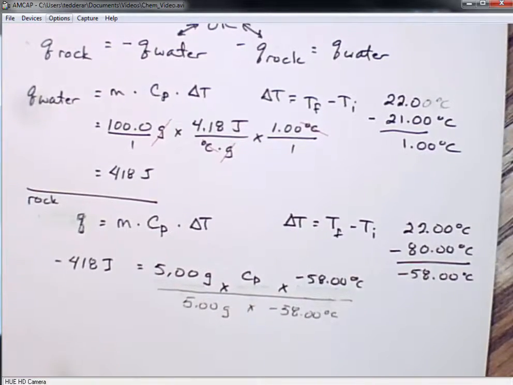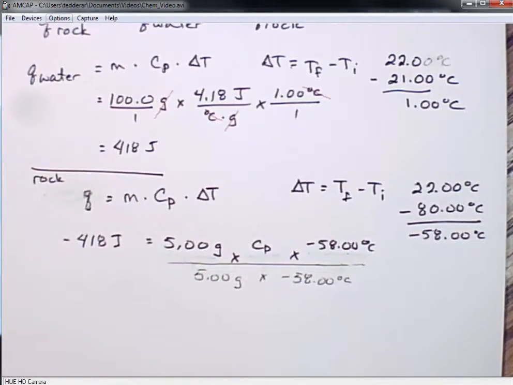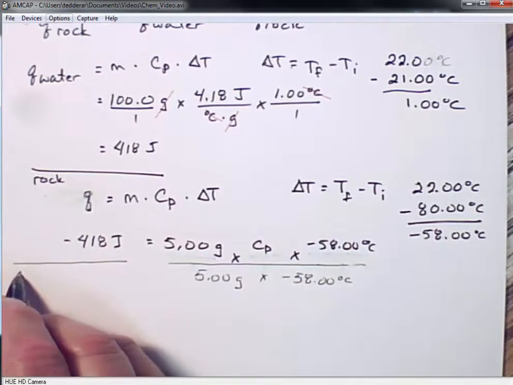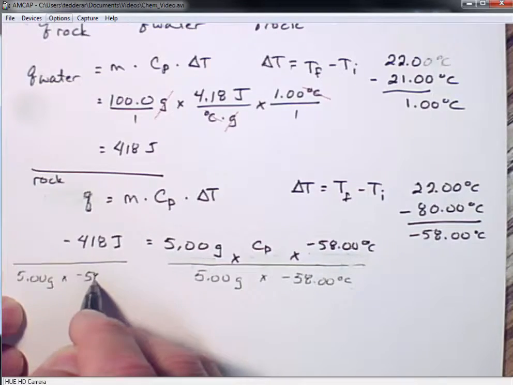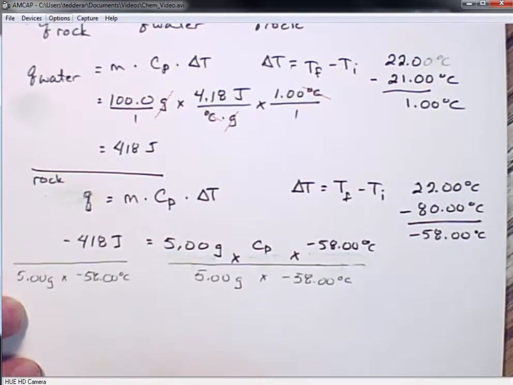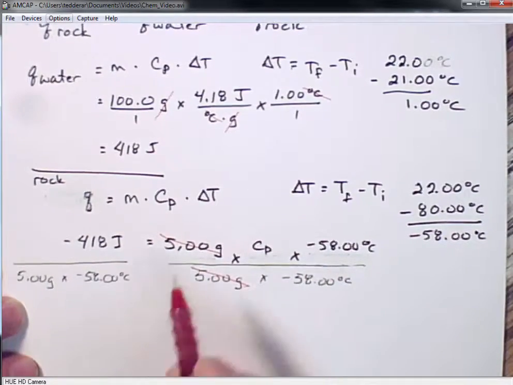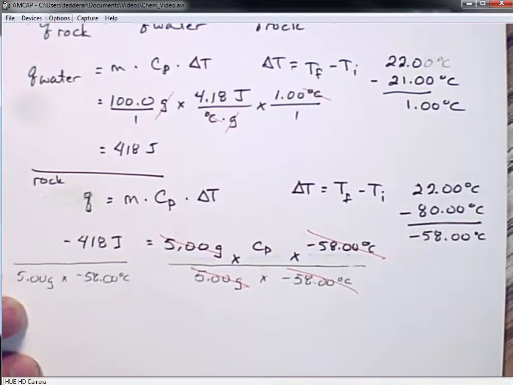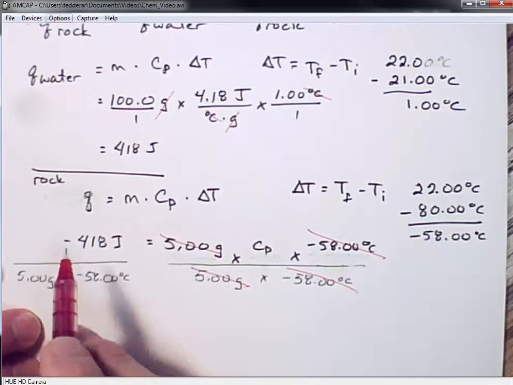You might not have called it exactly the same thing, but that's the way it's done. If you do it to this side, you've got to do it to that side. Got to be fair, okay? All right, so we're going to divide the same thing on this side, 5.00 grams times negative 58.00 degrees C. What that does is cancel the 5 grams. That all cancels. It's exactly the same. The negative 58 can cancel here. Over here, we're ready to do the math.